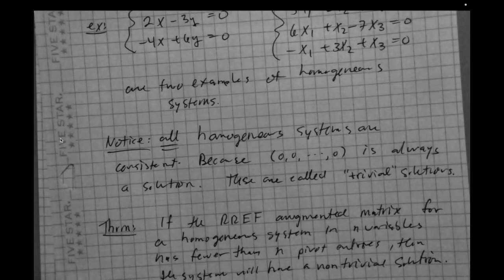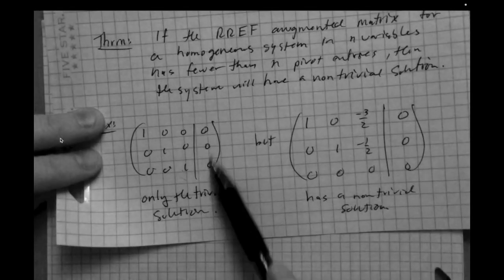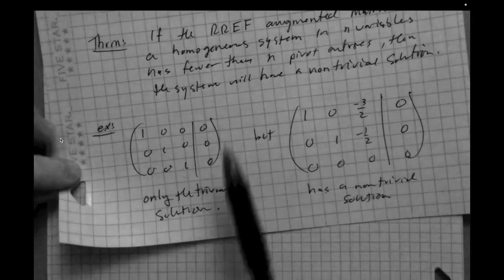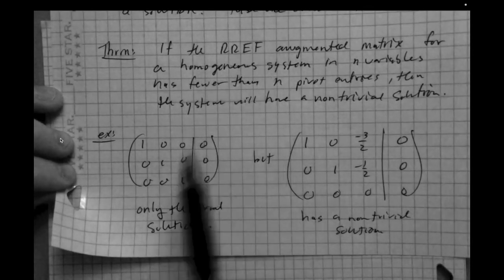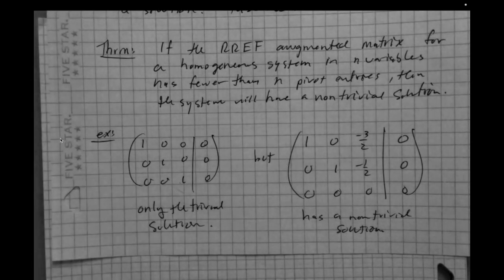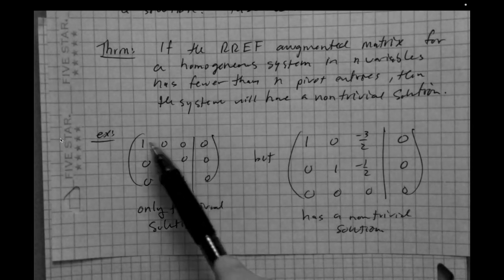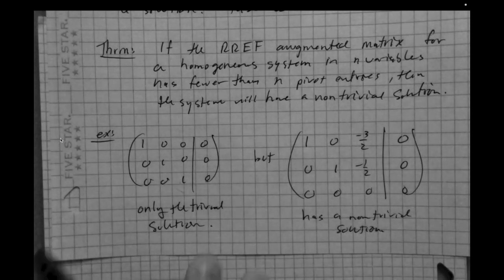Okay, and this is only true for homogeneous systems, systems where the scalar matrix is all zeros. Systems where this whole section here is 0, 0, 0, 0, 0, 0, 0. So this theorem only applies to homogeneous systems. It's very important. This does not apply to non-homogeneous systems. If you have scalars over here, then it doesn't apply.